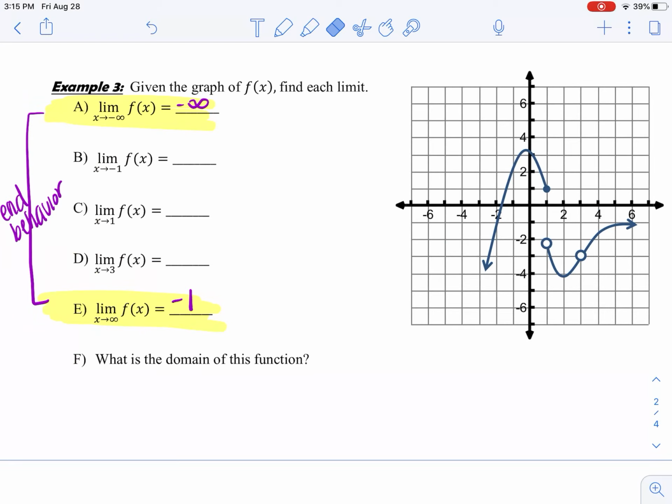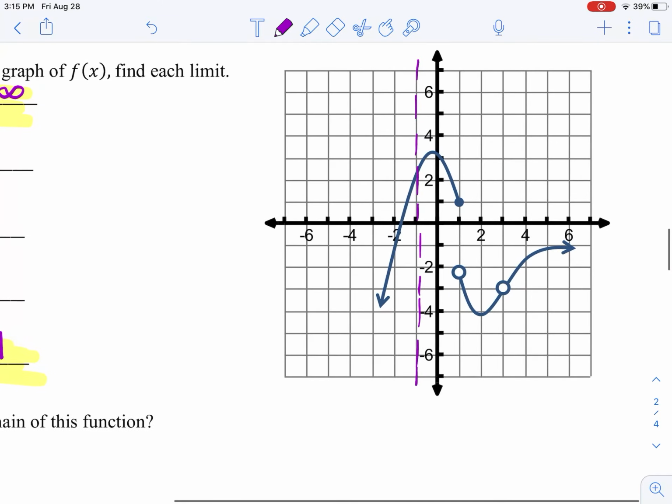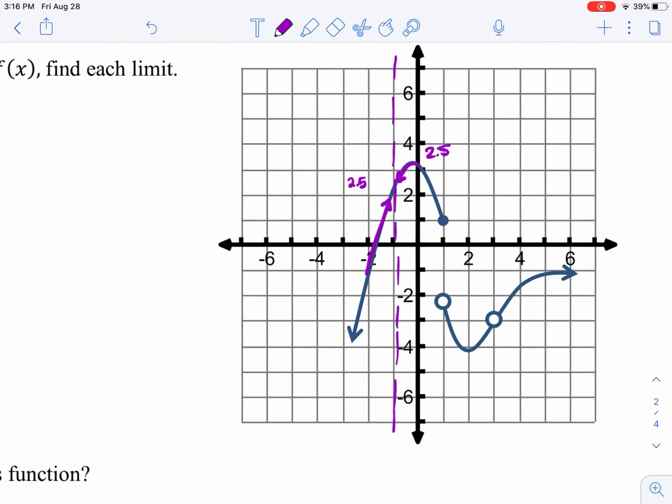Okay, now let's do the other limits. Letter B says the limit as x approaches negative 1. Once again, me putting a dashed line here is just to help you. If I was in class, I wouldn't be doing it because I'd be pointing to where negative 1 was. All right, so there's negative 1. I'm going to approach negative 1 from the left and say what y value I'm approaching. Okay, that looks like about 2.5. Now I'm going to approach negative 1 from the right. I'm going to say what y value am I approaching, and that looks to be about 2.5. So the limit does exist since it's approaching the same y value from the left and the right. And that is about 2.5.